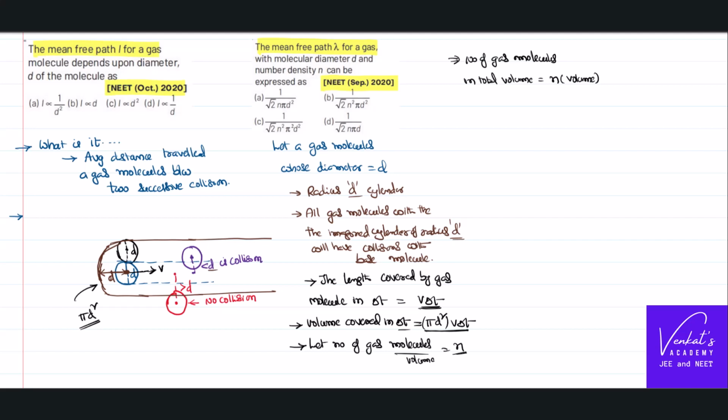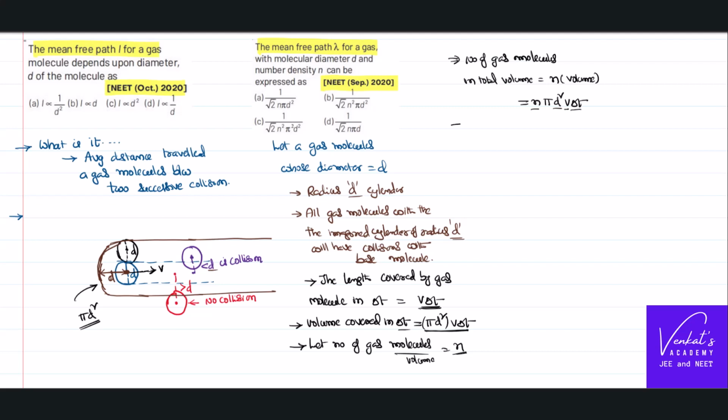But the volume of the cylindrical part, we have proved it as pi d square v delta t. So this value becomes n pi d square v delta t, where n is the number of molecules per unit volume, d is the radius, v is the velocity with which that gas molecule is moving, delta t is the time in which we are considering the motion of that gas molecule, right? That's the total number of the gas molecules in total time delta t.